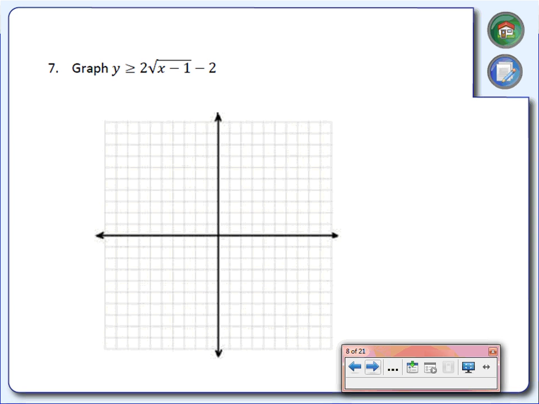Number 7, all we're doing is graphing the inequality y is greater than or equal to 2 times the square root of x minus 1, minus 2. So go ahead and put that in your calculator for me. In y1, we're just typing 2 times the square root of x minus 1, minus 2. If you want to see the shading over here to the far left side, the greater than symbol would be this little triangle right here. That's what it's going to look like in your calculator.